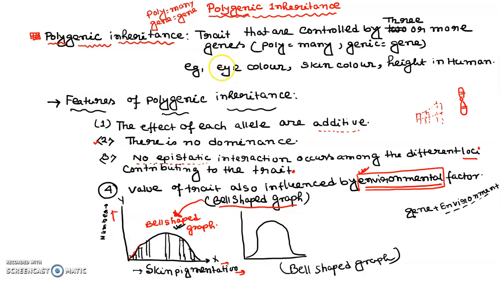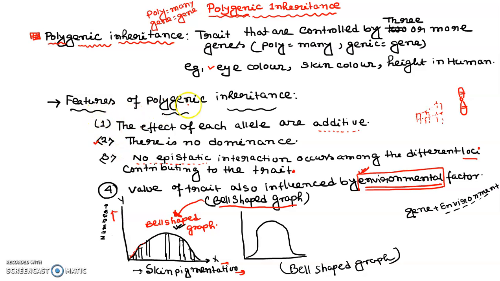Like in the case of human eye color, most human characters are controlled by more than one gene. Eye color, skin color, and height in humans are the most important examples of polygenic inheritance. Generally, we know that one character is controlled by one gene, but here more than one gene is controlling the character or trait.